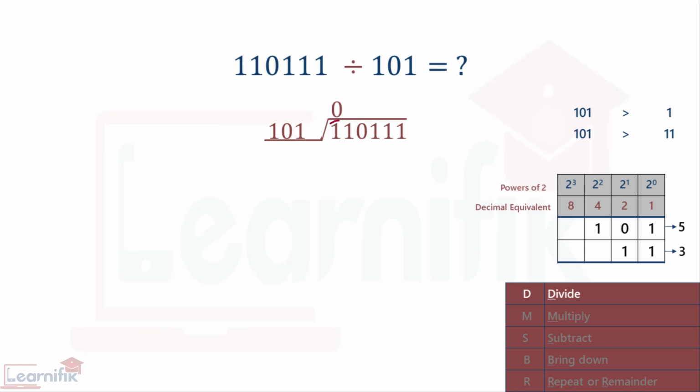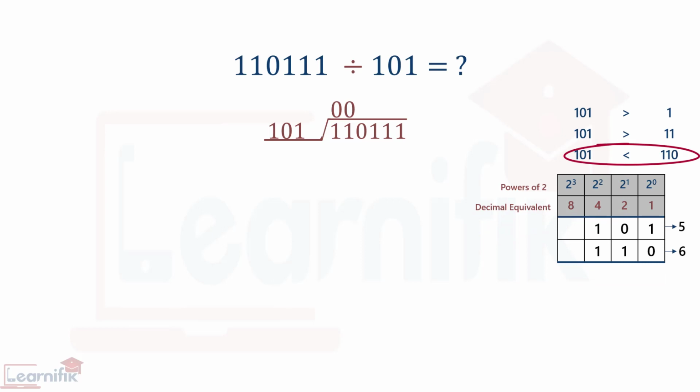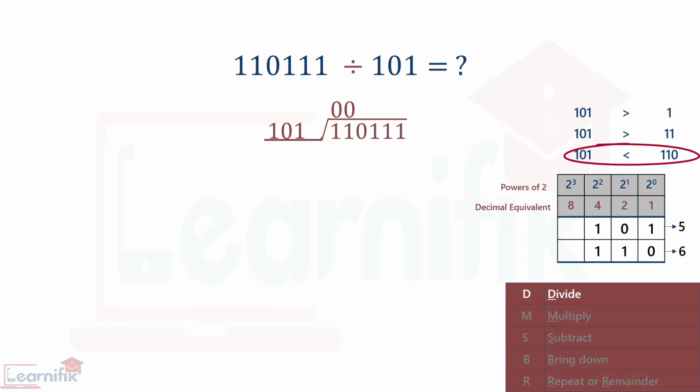Next, we check the first 2 digits of the dividend. 101 is greater than 11. So 101 goes into 11 0 times. Write 0 in the quotient. Now looking at the first 3 digits, 101 is less than 110. 101 is 5, while 110 is 6 in decimal. So 5 goes into 6 at least one time. So we write down 1 in the quotient.